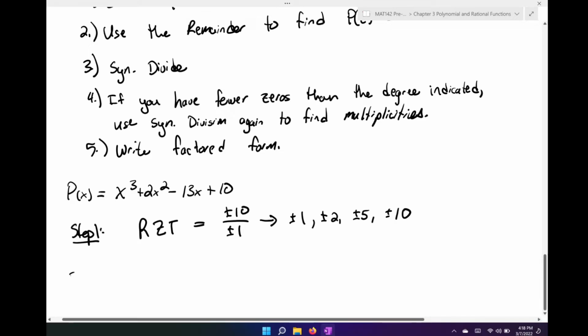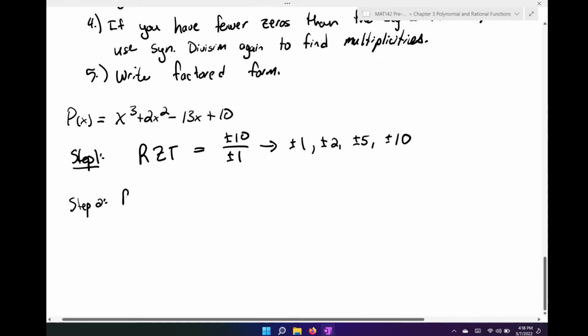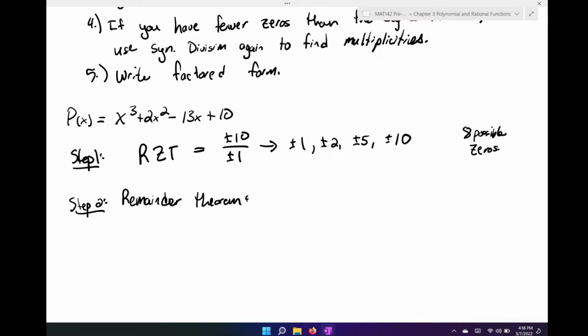Now, step 2. We're going to use this remainder theorem. Now, I'm a huge fan of working smarter, not harder. Here we have 8 possible zeros. We got 8 of them. So maybe it's in your best interest to get a calculator out, or you can use something else like Excel. Let me show you.